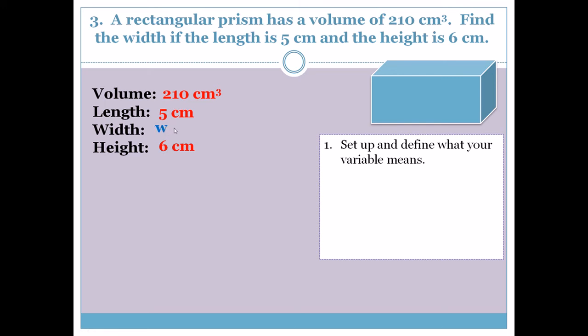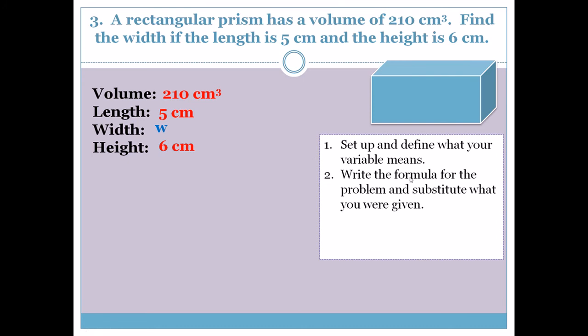So you can use any variable you want. I'm just going to use W for width. I thought, well, that was cute. Now that I've defined what my variables mean, meaning I know the W is going to be width, and I know what information they gave me, I can write an equation. So look at this. Write the formula for the problem and substitute what you were given. This is a volume problem. So what is the volume of a rectangular prism? What's the formula for it? Volume equals length times width times height. So let's substitute in what I know. I know the volume is 210, so I can write 210 right there. The length is 5, and the height is 6. So I can just substitute that right in.